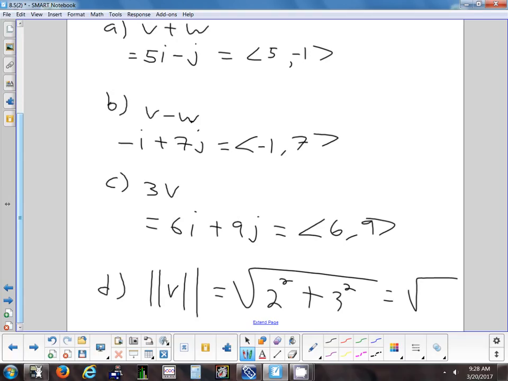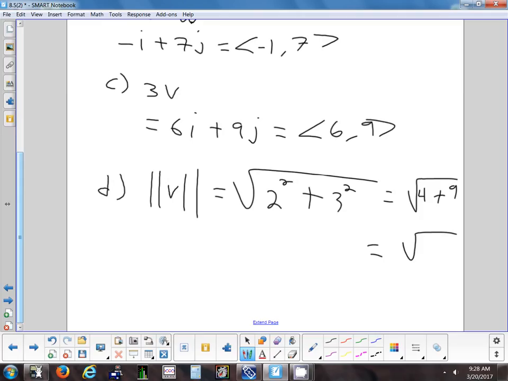5. Careful, you subtracted them. You want to add them. So let's do it step by step. What's 2 squared? It's 4. And 3 squared? 9. 13. Okay, so you get the square root of 13. If they don't ask for a decimal, you can leave it just like that.